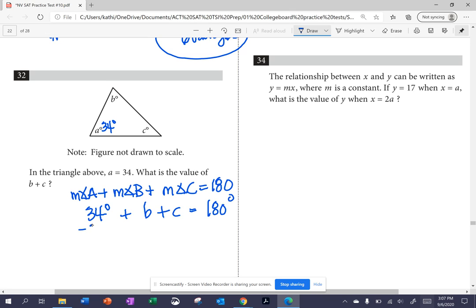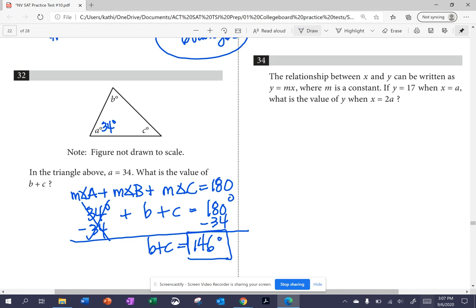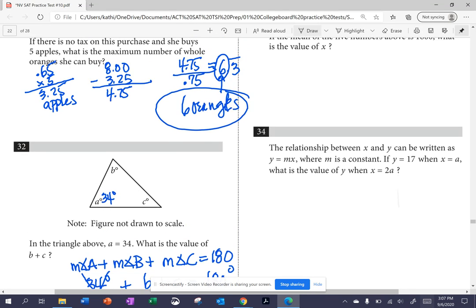So I'm going to just subtract 34 degrees. So I get B plus C equals 146 degrees. So free response is 146. Let's try 33.